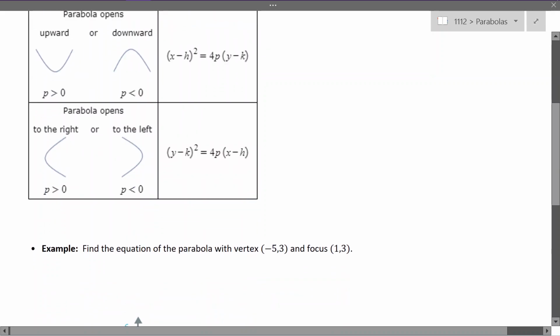Let's look at an example. We want to find the equation of the parabola with vertex (negative 5, 3) and focus (1, 3). So the first thing we want to do is get a rough sketch of what we think this is going to look like.